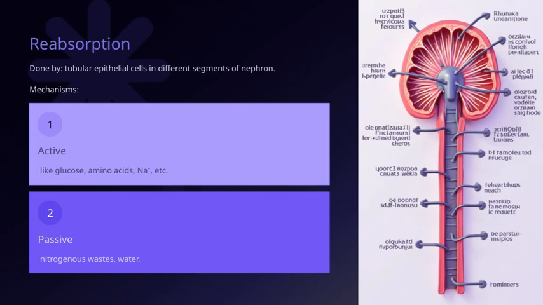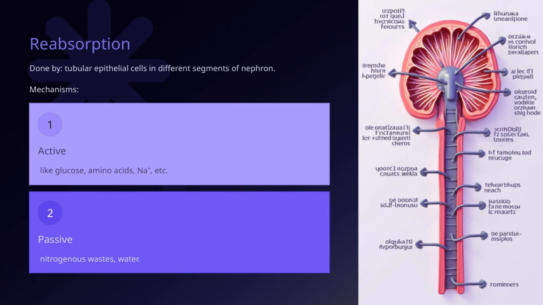Let's talk about how the kidneys handle nitrogenous wastes and water. These substances are processed through different mechanisms. Some are passive, others active. Passive reabsorption involves substances like glucose, amino acids, and sodium ions. These are reabsorbed mainly through diffusion or facilitated diffusion, depending on the substance.